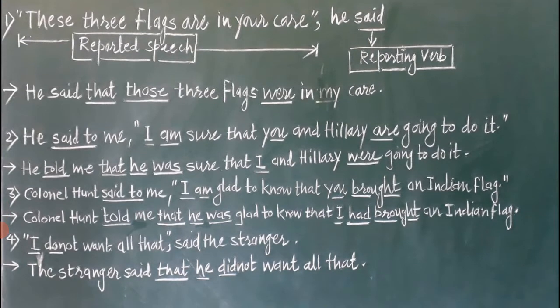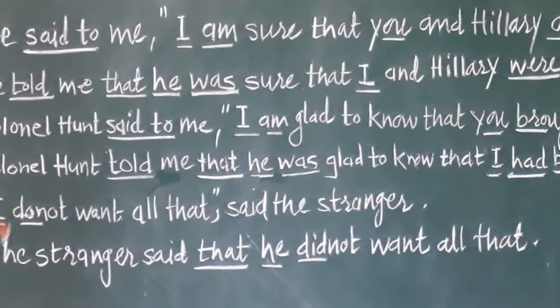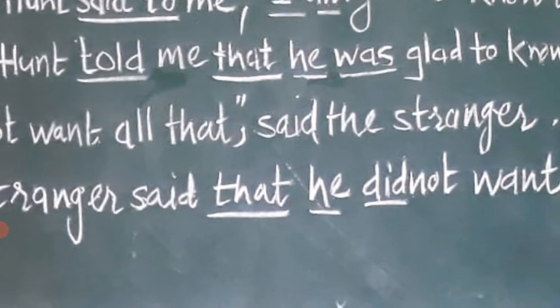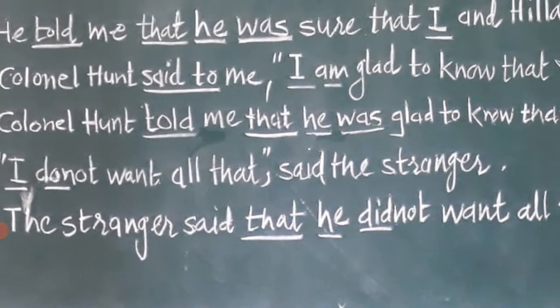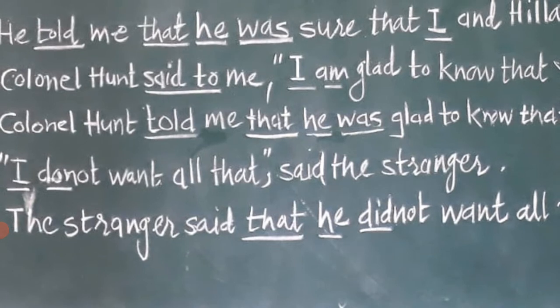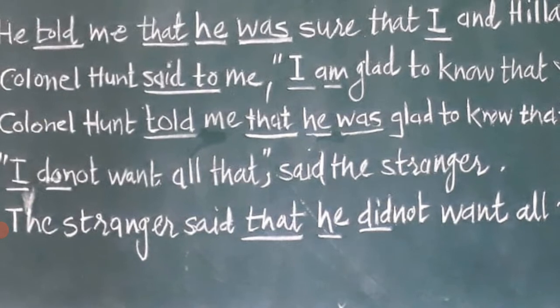The last sentence on the screen is, "I don't want all that," said the stranger. The sentence has begun with the original reported speech, "I don't want all that," and later on "said the stranger". So the arrangement of the sentence can be vice versa. Sometimes it may start with the reported speech, and sometimes it may start with the reporting verb. But while converting the sentence into indirect, you have to start with the reporting verb.